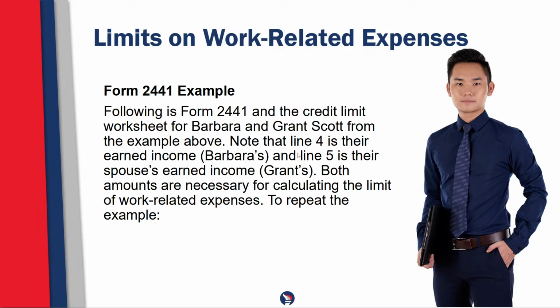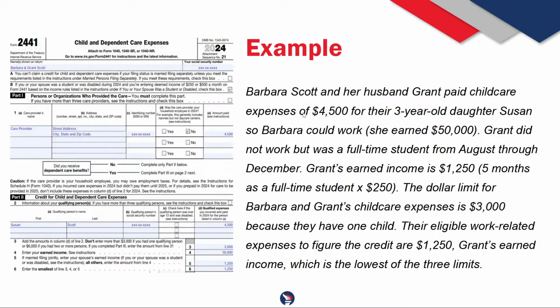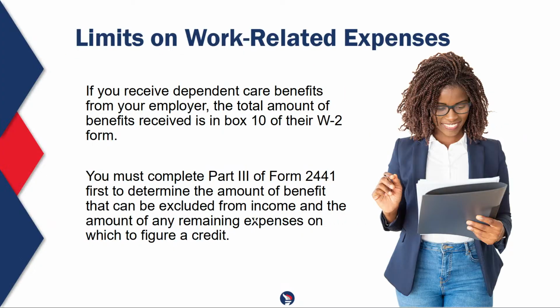So back to the 2441 for Barbara and Grant. See, so we're at 4,500, but we're limited to 3,000. And then we look at 50,000 for Barbara, 1,250 for Grant. The smallest of the two is the 1,250. And we're still working on it.